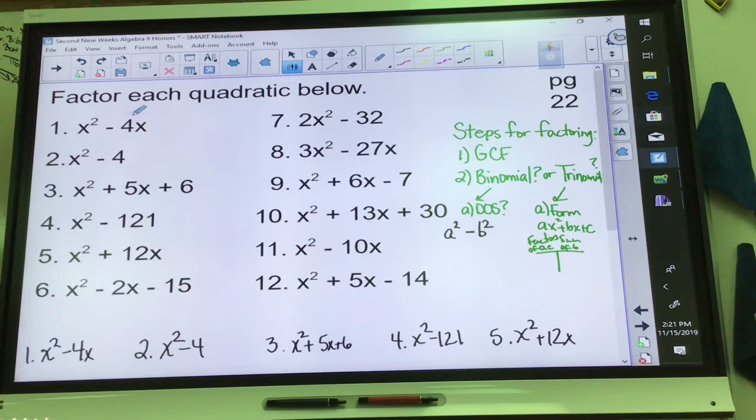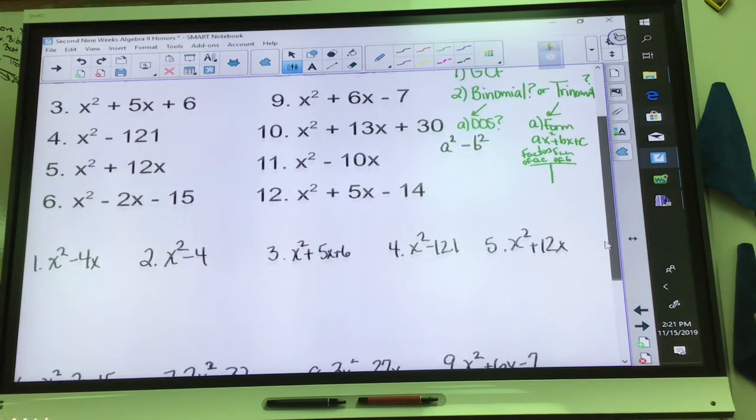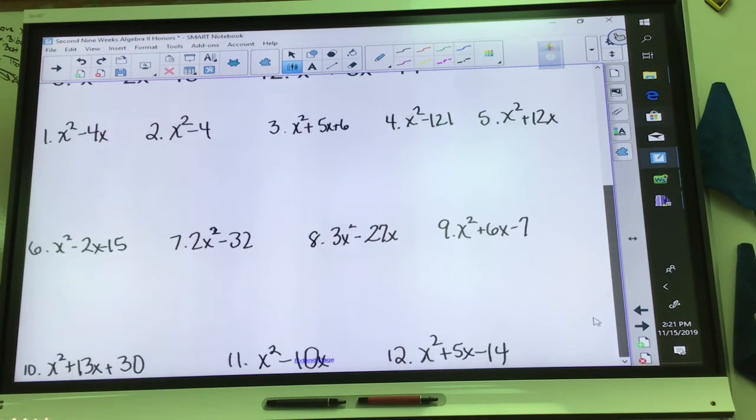Okay, so let's just jump right in. Here are the problems. If you want to pause it and do them and then check them, whichever way you want to do this video is fine. I'm just going to run right through them. Okay, so number 1, greatest common factor.